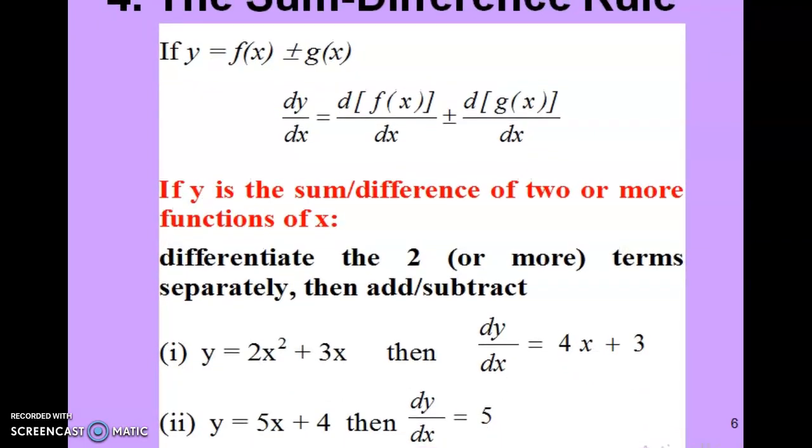And this one is just a proof of the rule we just did. 2x squared here. We differentiate this one by bringing the 2 down to have a 4 here. x to the power 2 minus 1, we have 4x here. Then 3x, we bring the 1 here. 1 times 3 is a 3. x to the power 1 minus 1 is x to the power 0, which is a 1. We have our 3 here. Then for the 5, it's the same thing.